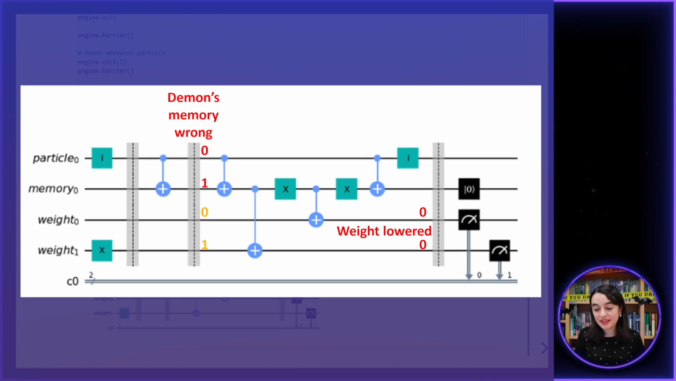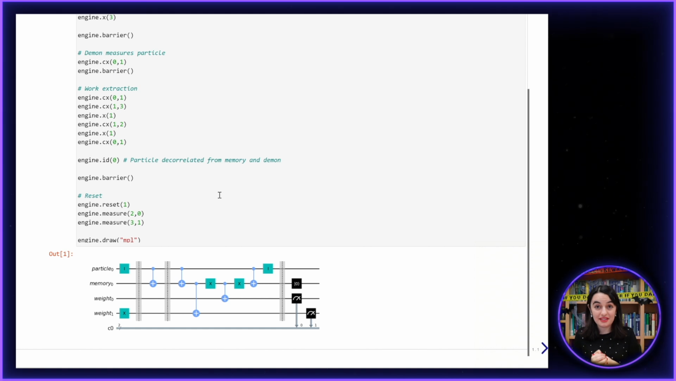Now, after the weight has been lifted, the particle ends up being randomly moving around in the box again. So we need to make sure that the particle ends up not correlated with the memory of the daemon or with the weights after this work extraction step. So what I've done in the circuit is add another identity gate, which is going to be noisy when I add in my noise model to randomize the state of the particle and make sure that it's not entangled at all with the memory and weight qubits.